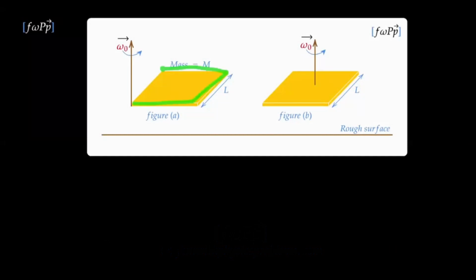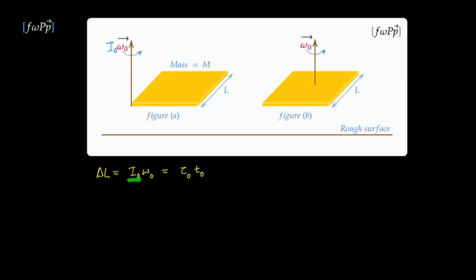This square plate has an angular momentum about this axis, and that is equal to its moment of inertia about that axis, I naught into omega naught. Because the surface is rough, there is going to be friction at the base. So that's going to provide a torque about this axis, which is going to reduce this angular momentum to zero. So the change in angular momentum is I naught omega naught. That must be equal to the net torque provided by friction into the time taken for it to stop.